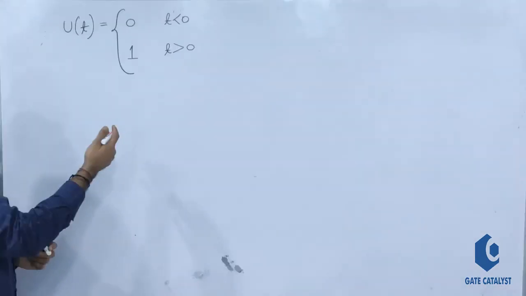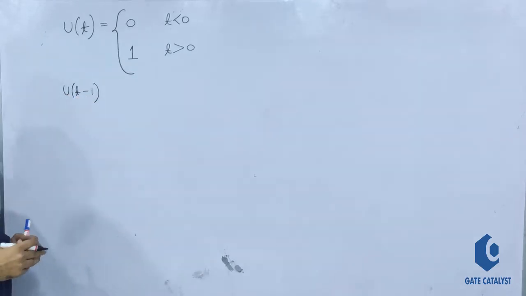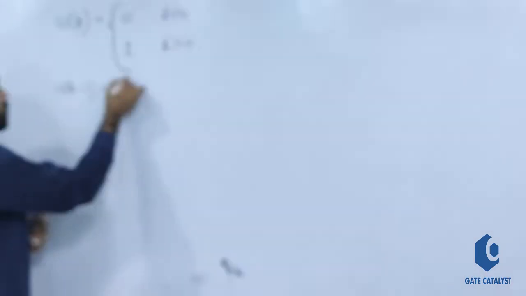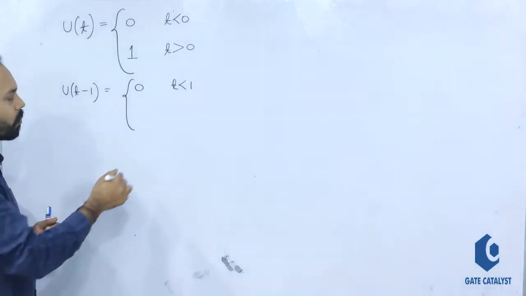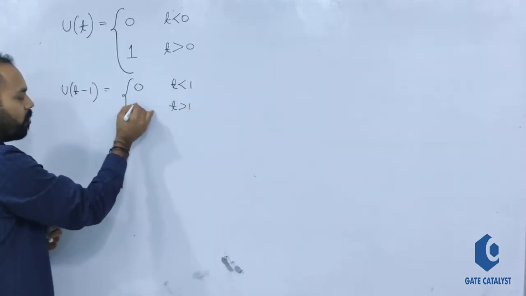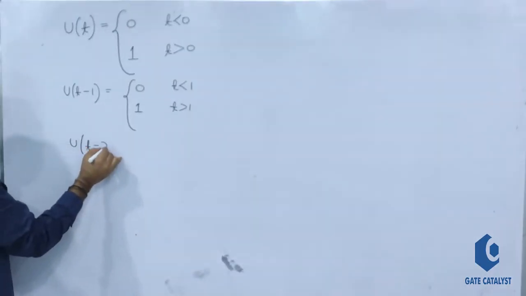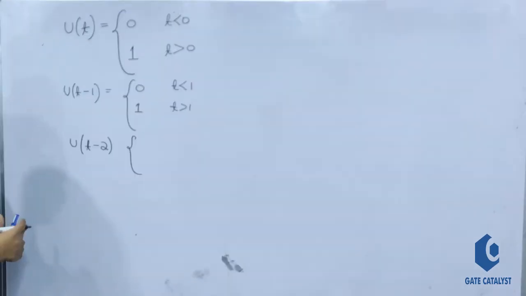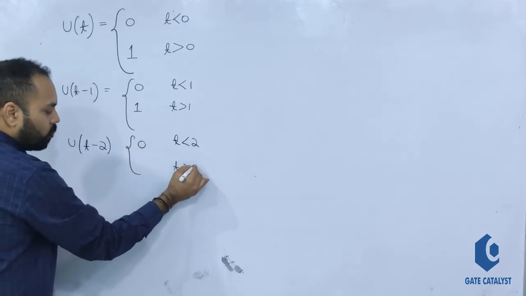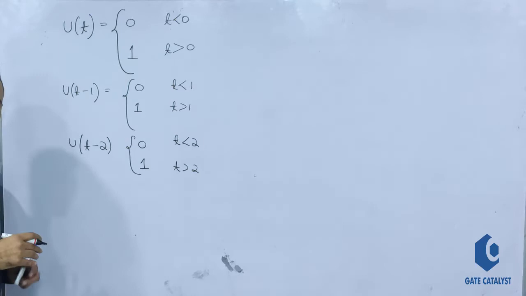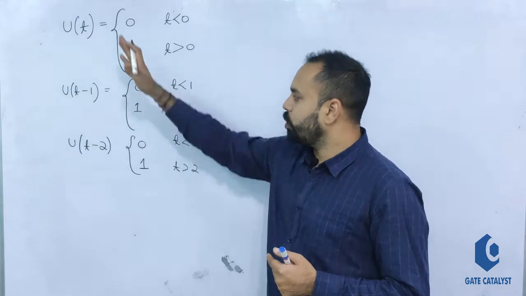Based on this, what is the meaning of u(t-1)? You can say that for t less than 1, the value of the function is equal to 0. For t greater than 1, the value of the function is equal to 1. Similarly, let us also take u(t-2) and explain it mathematically as well. For t less than 2, the answer is 0. For t greater than 2, the answer is 1. I hope you get this point, how to understand the unit step input u(t), u(t-1) and u(t-2).